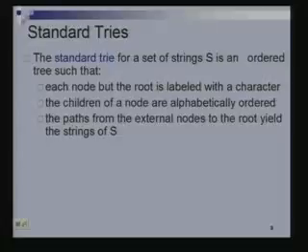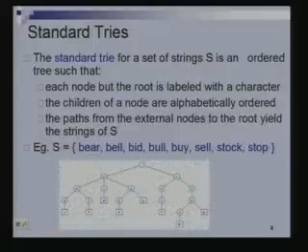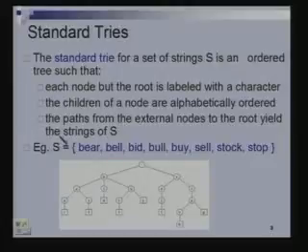So what is a trie? I'll perhaps show you a picture and explain it through this picture. A trie is a data structure to maintain a set of strings. Let's say I have a set S of strings: beer, bell, bid, bull, buy, sell, stock, stop. This is an example I think I picked from Goodrich and Tamassia.